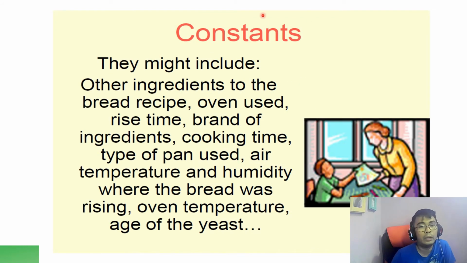Okay, they might include other ingredients, right? To the bread recipe, the oven used, the rise time, the brand of ingredients, the cooking time, the type of pan used, air temperature, humidity where the bread was rising, oven temperature, and then the age of the yeast. So these are what we call constants. These are the things that are left to be the same or true to all groups. So hindi ito binabago. Those things are given. Okay?